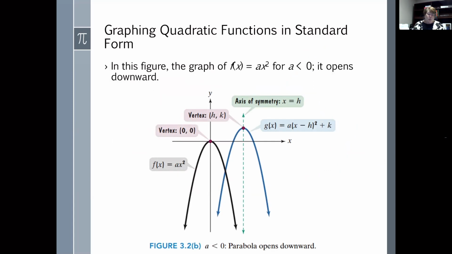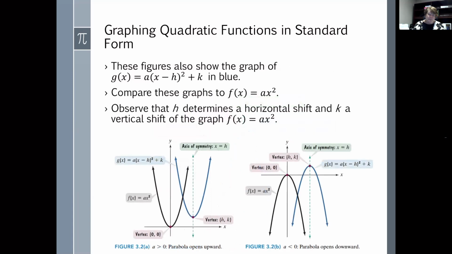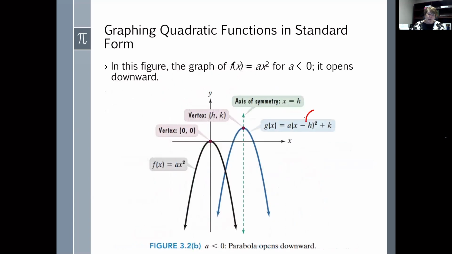But again, we're taking some constant h and we're subtracting it from the input of x. And we're taking some number k and we're adding that to the output of f of x. So when we subtract a number from the x and we add a number to the output, that has the effect of shifting the parabola h units to the right and k units up.